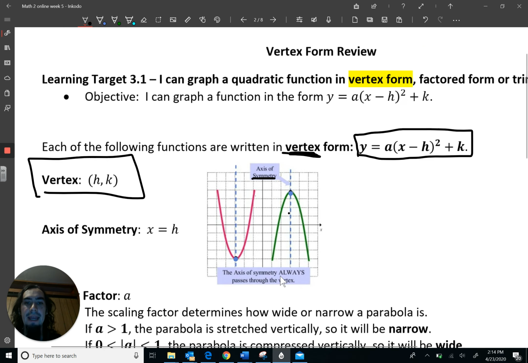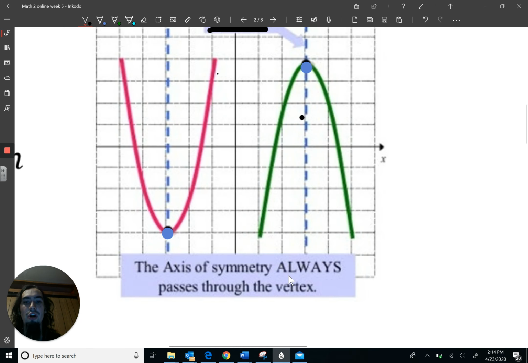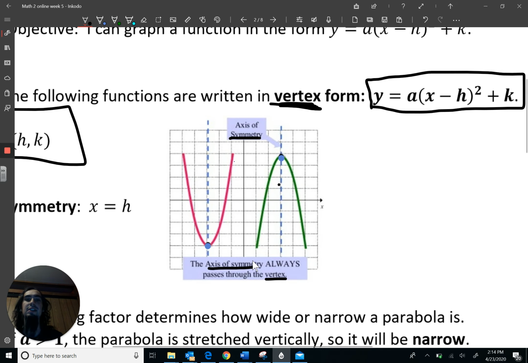Okay, and as noted, the axis of symmetry always passes through the vertex. So there's a nice relationship between the axis of symmetry and the vertex, which we're going to look at. It's very simple and it's convenient. So we'll take a look at that.